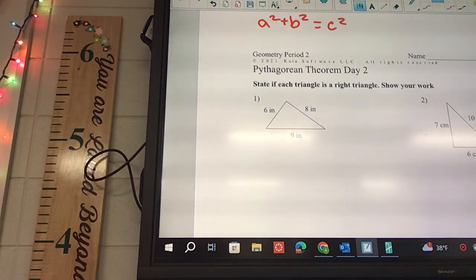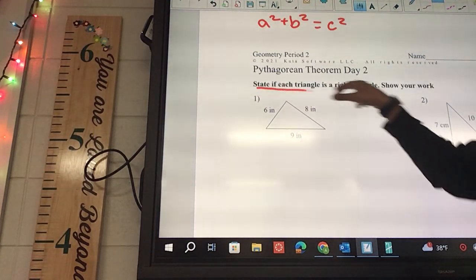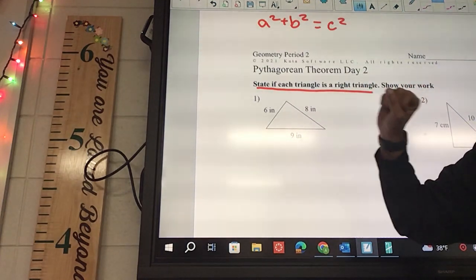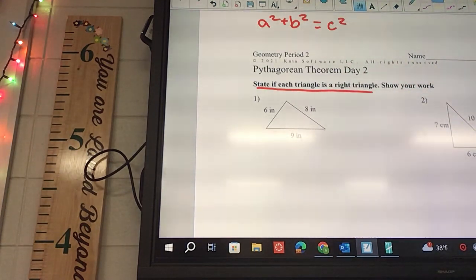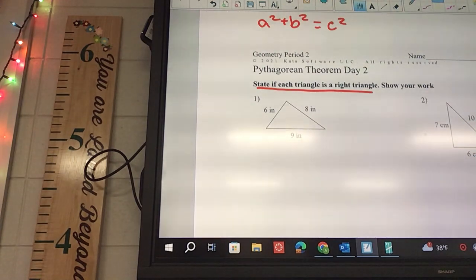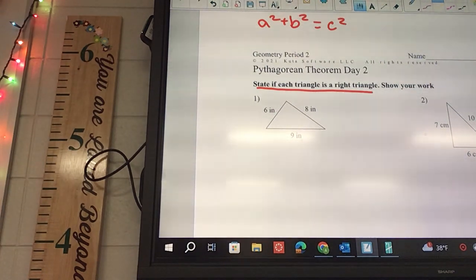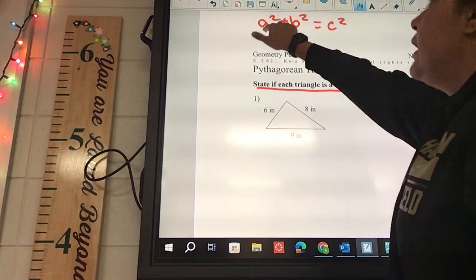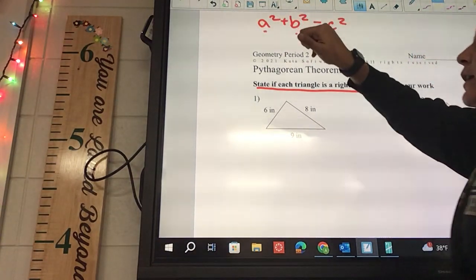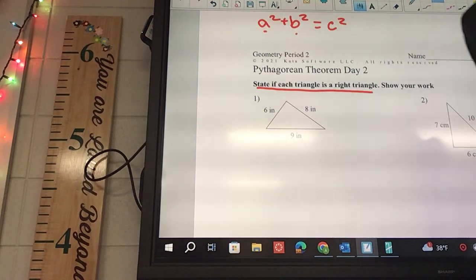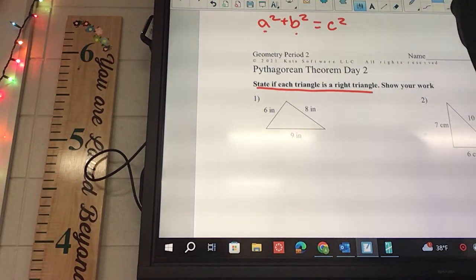However, this one today wants you to state whether this is a right triangle or not. So we've got to figure out whether it is or it isn't. Now it's not much different. However, you do need to know how to set up which one is C, essentially. Now, if you have a squared plus b squared equals c squared, does anybody know what A and B is going to have to be?